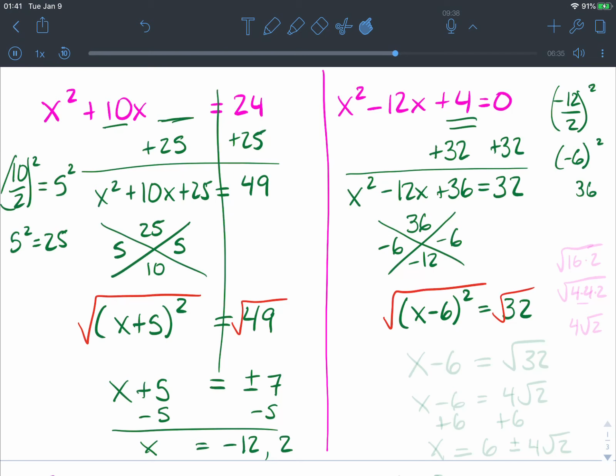So we take the square root of both sides, the square root cancels the square, and we're left with x minus 6 on the left side. And we have the square root of 32.